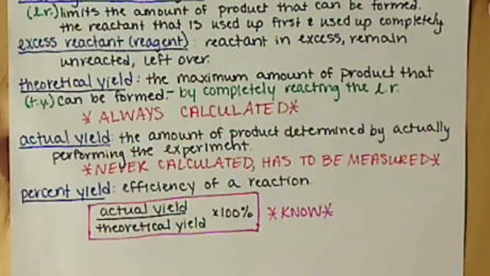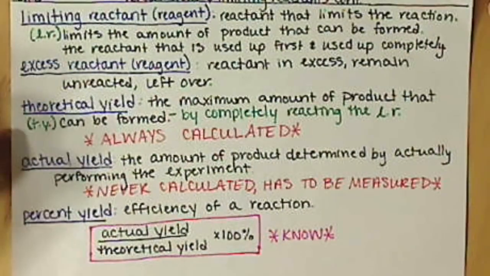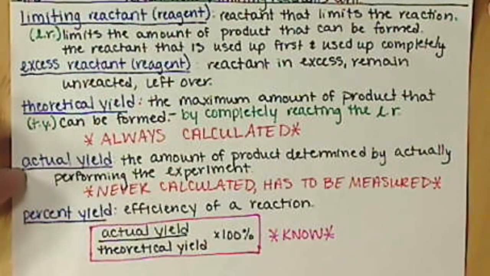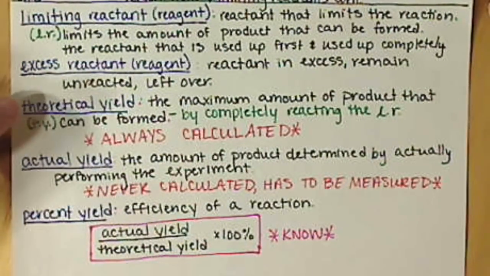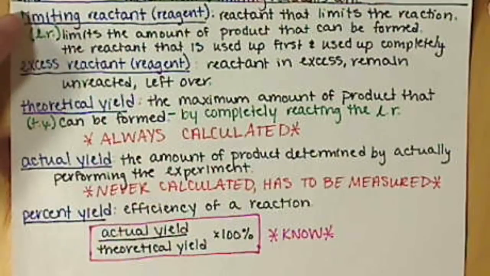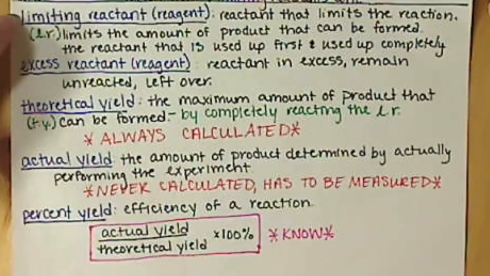All right. So let's now talk about these calculations that we're going to be doing. We are not going to be calculating actual yield, but usually our goal is always going to be percent yield. In order to figure out percent yield, we have to know the theoretical yield, and in order to know the theoretical yield, we have to know what our limiting reactant is. So first off, what I want to talk about in this video is figuring out how to do the calculation to determine your limiting reactant.